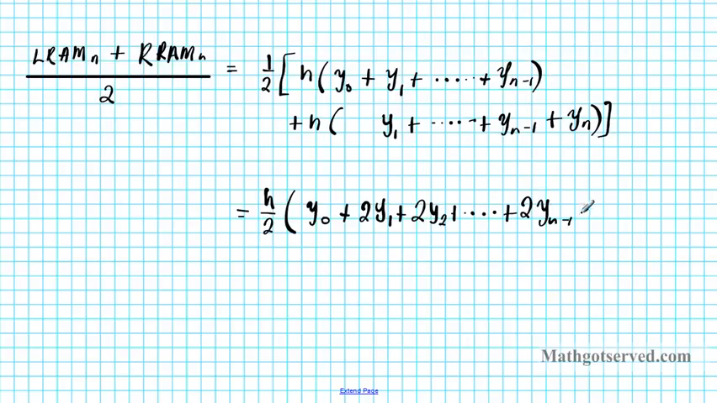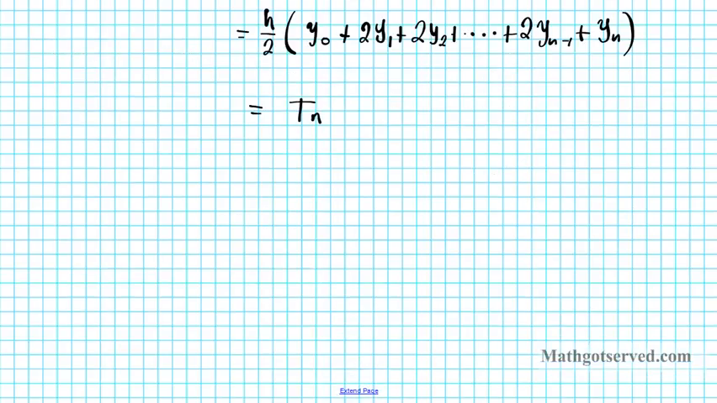And notice the rightmost point, length, height, is y sub n, because it's by itself. And what do we have? This is the trapezoidal rule using n subintervals. Okay, so it's kind of cool to see that when we average the left rectangular approximation and the right endpoint rectangular approximation, we get the trapezoidal rule, which is pretty cool. Okay, now that we've gone over some derivation, let's take a look at an example using the trapezoidal rule.